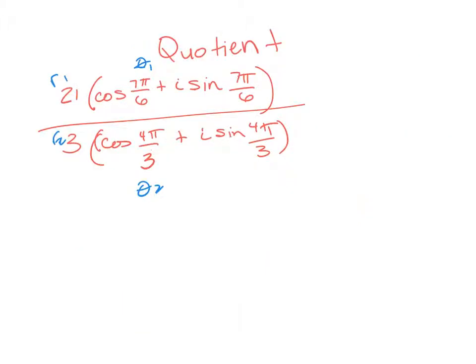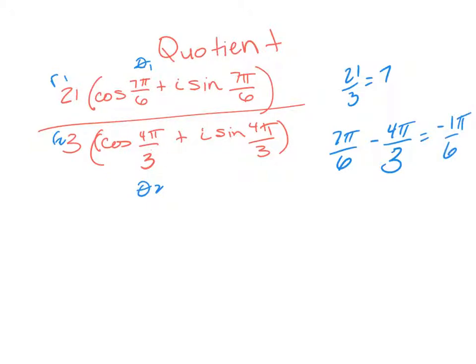So we have R1 and R2 as the 21 and the 3, and theta 1 and theta 2 as the 7 pi over 6 and the 4 pi over 3. So in multiplication, we multiplied R1 times R2. What do we do for division? Divide. So 21 divided by 3 equals 7. And for the thetas, we added them in multiplication. What do you think you do in division? Subtract them. So 7 pi over 6 minus 4 pi over 3 equals negative 1/6 pi.